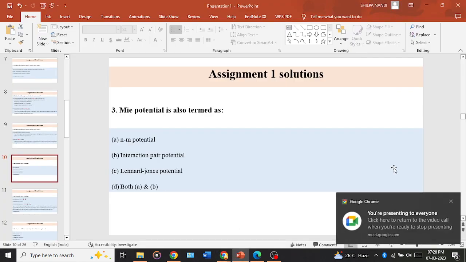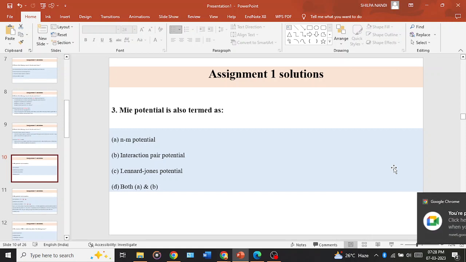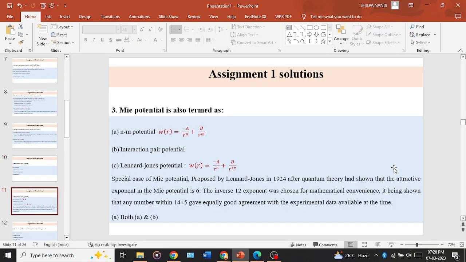So the answer here is yes, interaction pair potential is the correct one, but NM potential is also correct. So the true answer for this question is the last one, that is both A and B. We'll see why. What is the Mie potential? It was given in 1903 by Gustav Mie. It basically gives the equation for the interaction pair potential, and it is also known as the NM potential.